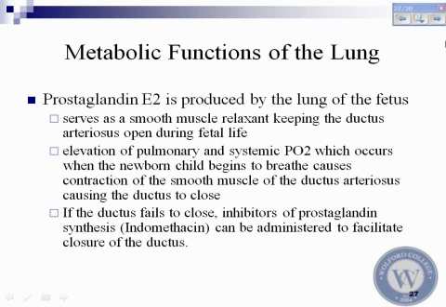The last thing it does metabolic-wise is that prostaglandin E2 is produced by the lungs of the fetus. They serve as smooth muscle relaxants, keeping the ductus arteriosus open during fetal life, and that's where it's important when we talk about pediatrics. Once you're born, PGE2 levels fall dramatically, and then the ductus arteriosus begins to close. Inhibitors of prostaglandin synthesis, such as indomethacin, can be administered to facilitate closure of the ductus.